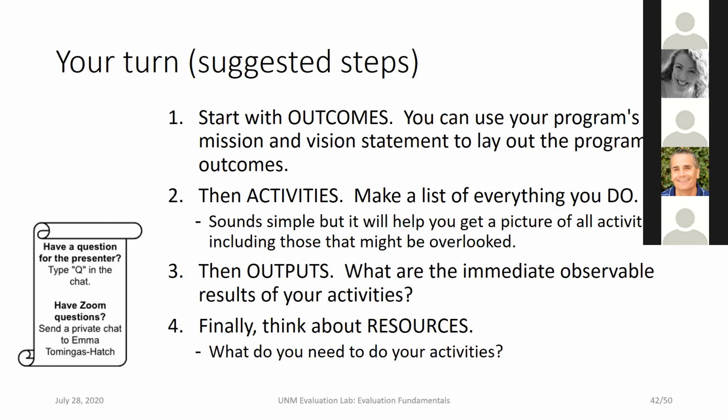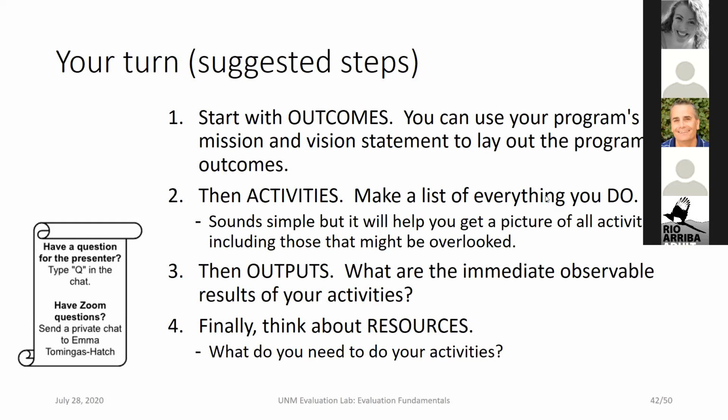Let me give you a few suggested steps if you have not developed your logic model. If you have one, this is a good opportunity to review it. So I would recommend starting with outcomes. Use your program's mission and vision statement. It tends to be a very helpful way to lay out your program outcomes. Then move to activities, make a list of everything you do. It sounds like a simple thing to do, but it really gives you a good picture of everything you do, including activities that just get taken for granted but are important. Then move to your outputs for each of those activities, and then think about resources. Resources are super easy to think about, so it's better if we leave them for last.